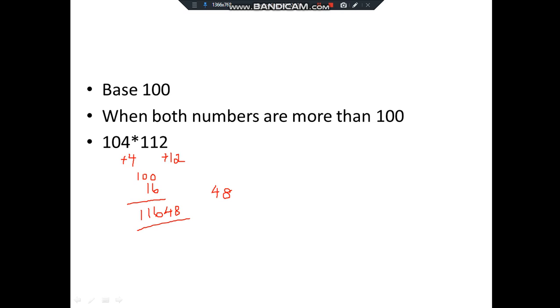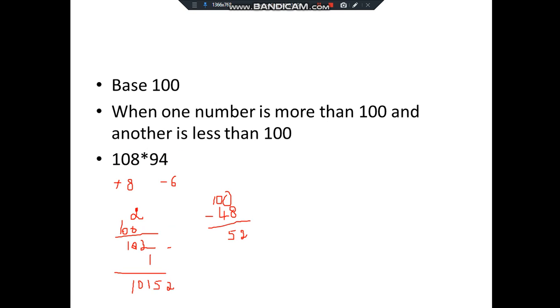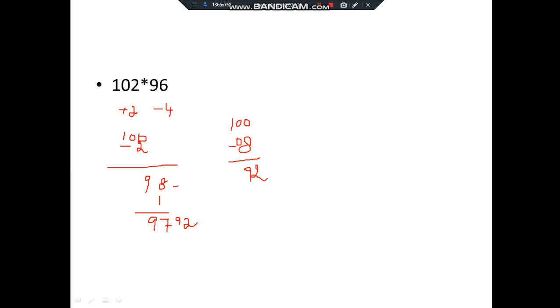This is quite similar to the previous one, where the number is less than 100, so we subtract, and here it is greater than 100, so we will add. If you find I am going too fast, please pause the video and just try and see, so you'll get to know it. Here is a possibility where one number is more than 100 and one number is lesser than 100. It is quite different from the previous one.